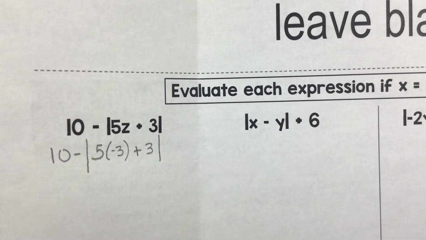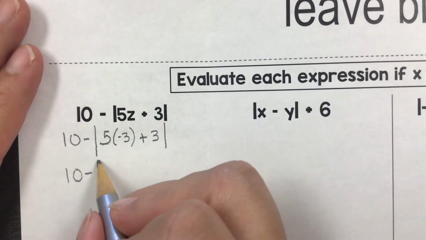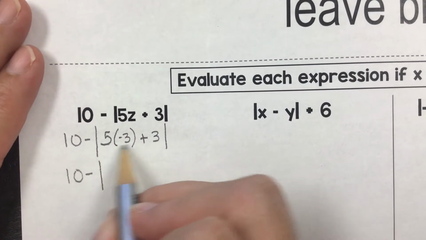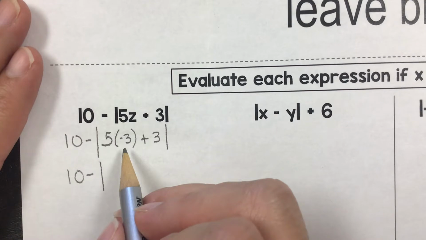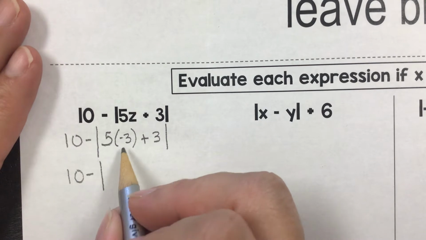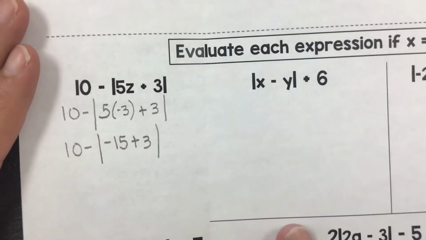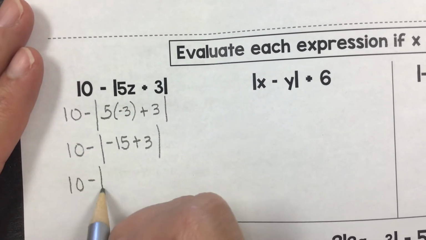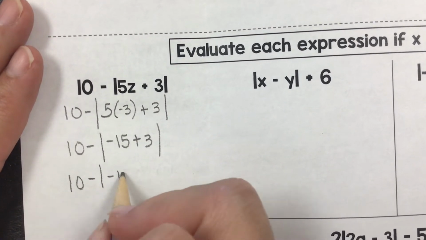We do the absolute value bars first. They're sort of like parentheses, and they're strong parentheses. That's why they're standing up straight. We have 10 minus, which is outside the absolute value, so we leave it alone. We can put all of this in the calculator, but I would like for us to do order of operations. We have to do parentheses first, which means multiply. 5 times -3 is a -15. Plus 3. Then we have 10 minus the absolute value, and -15 plus 3 is negative 12.